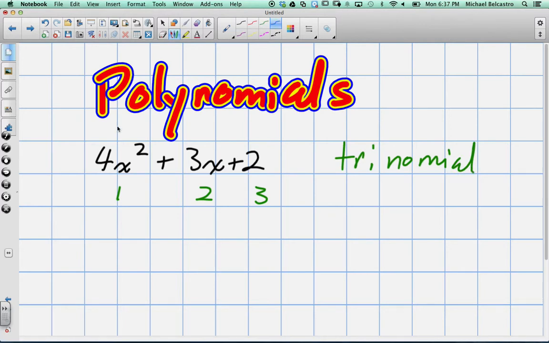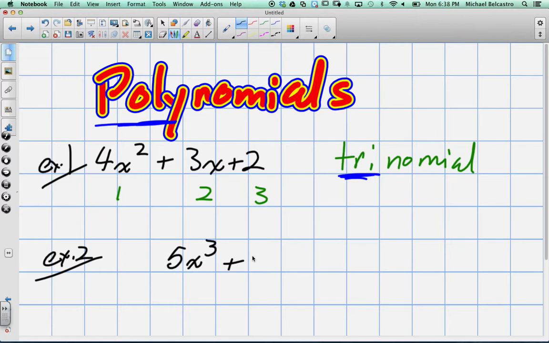We replace the poly with the number of different terms in something. So there are going to be questions like, what nomial is this? They might ask something like that. So let's call this example 1. Example 2, we could say, let's say we had 5x cubed plus 2x.